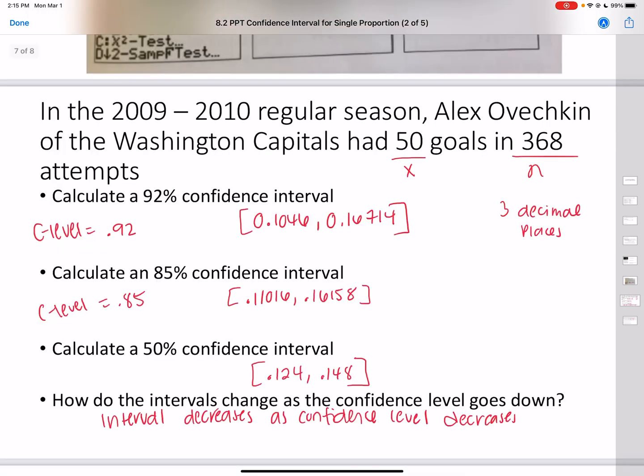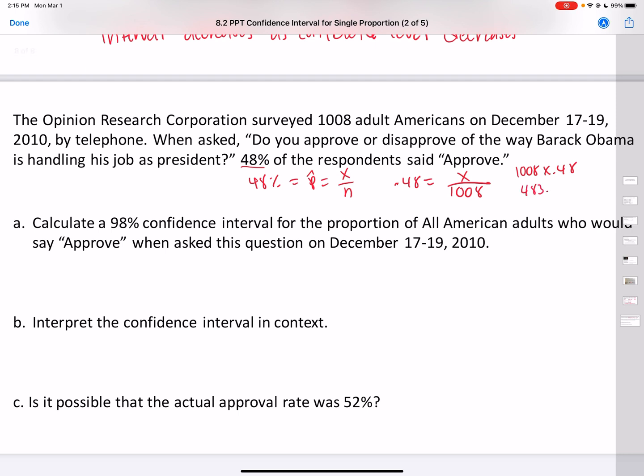So that gave me 483.84. Okay, so my x value is going to be 483.84. My n is going to be 1008. My C level this time, for my 98% confidence level, is going to be 0.98. I'm just going to plug that in my calculator. I go to Stat, go to Tests, go all the way down to letter A. So 483.84 out of 1008 for 0.98 confidence level.